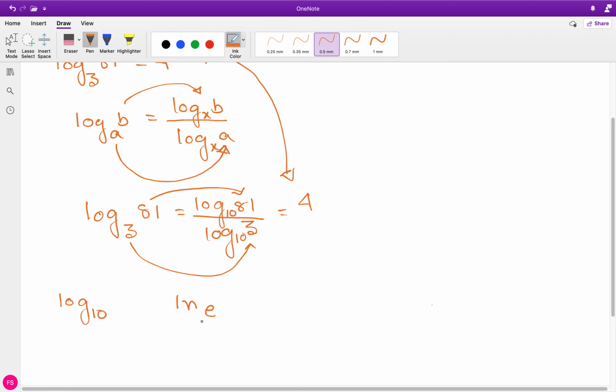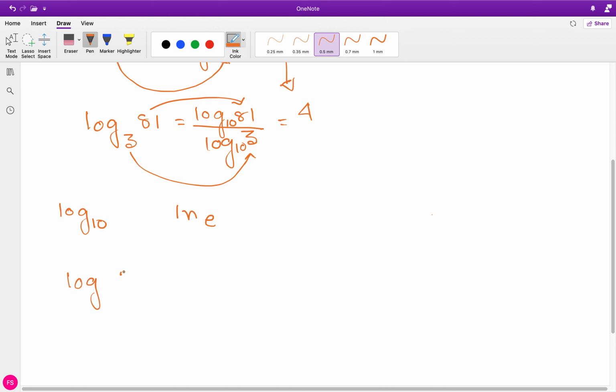So sometimes it's kind of hard to change the base in some calculators, so you can just change any question to a base of 10 or to a base of e. You will get the same answer. So let's see how we can evaluate expressions like this.